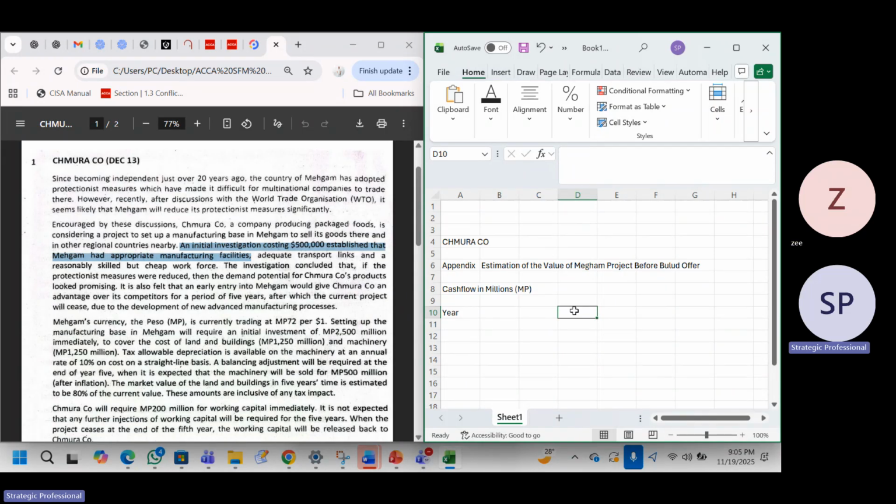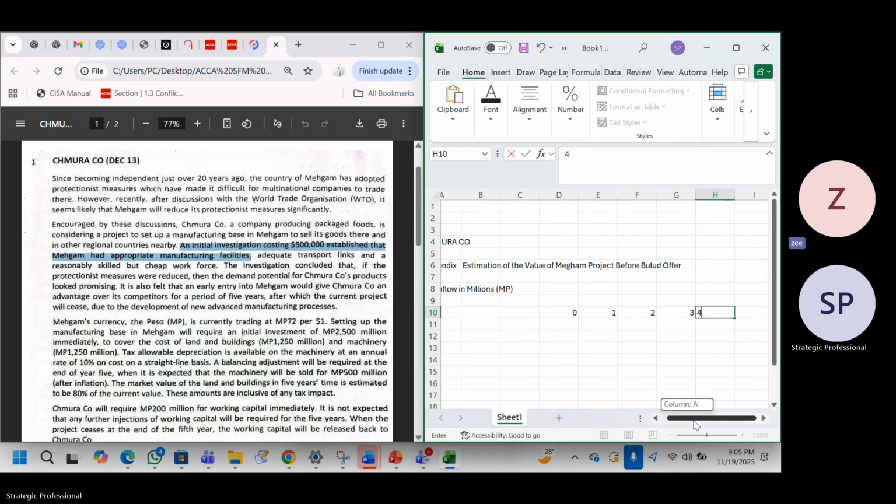All right. So I already said it's a 5 year project now. So we have year zero, year one, year two, year three, year four, and year five. Let me move this one here so that we will see the full screen.